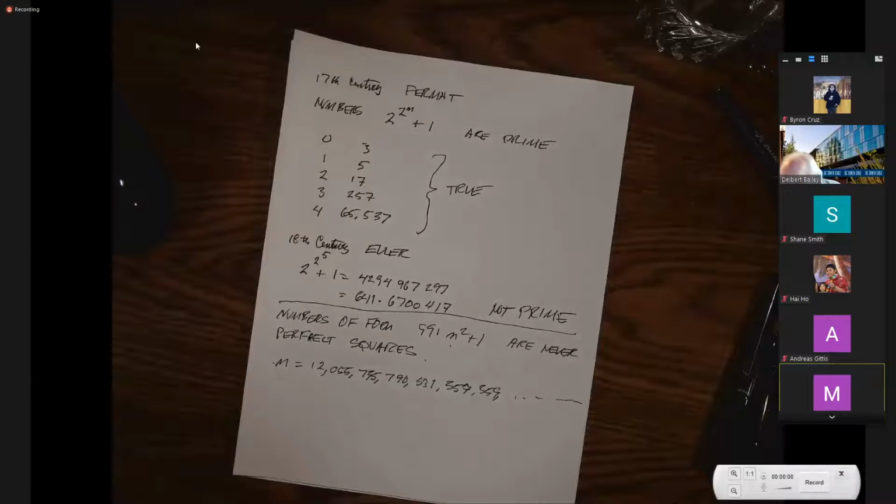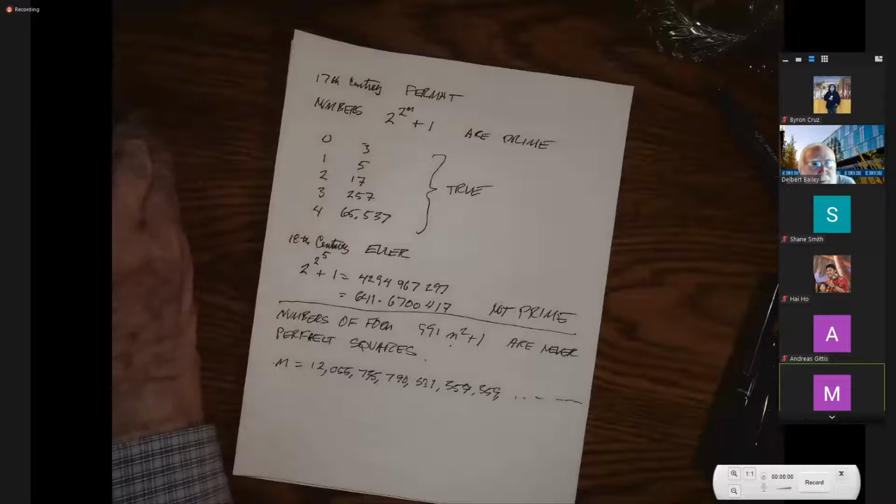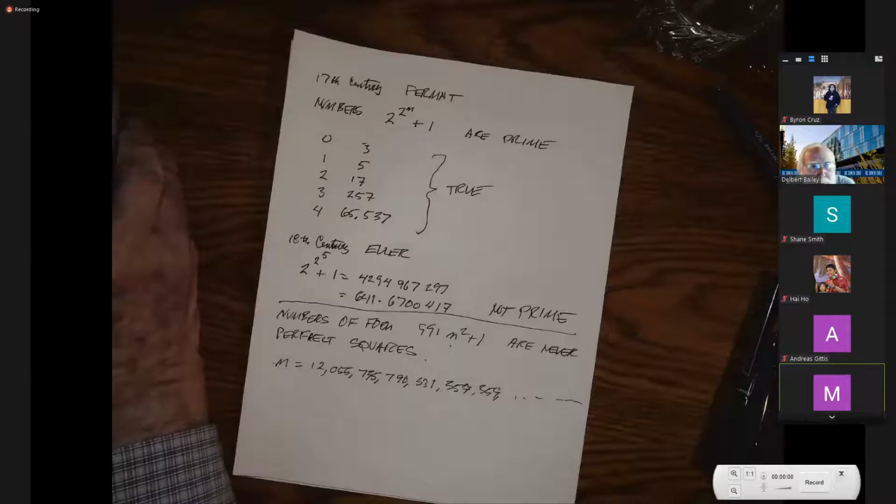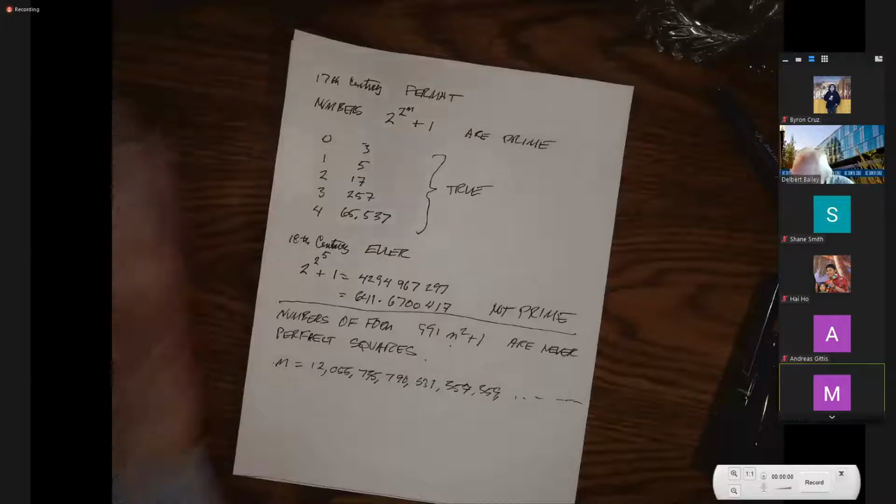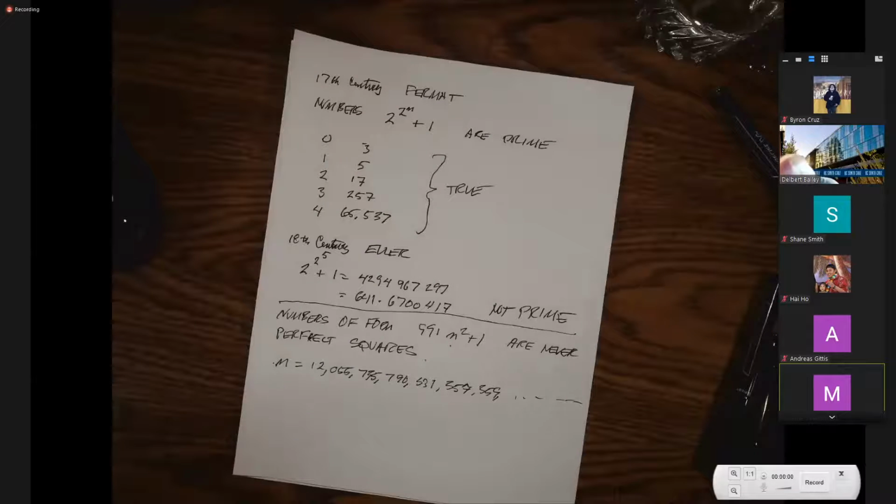Professor? Yeah. In terms of the vocab, what's the difference between an axiom and a postulate, which you assume to be true, versus a conjecture, which is probably true but has no proof? Well, the conjecture is not probably true. Oh. Okay.